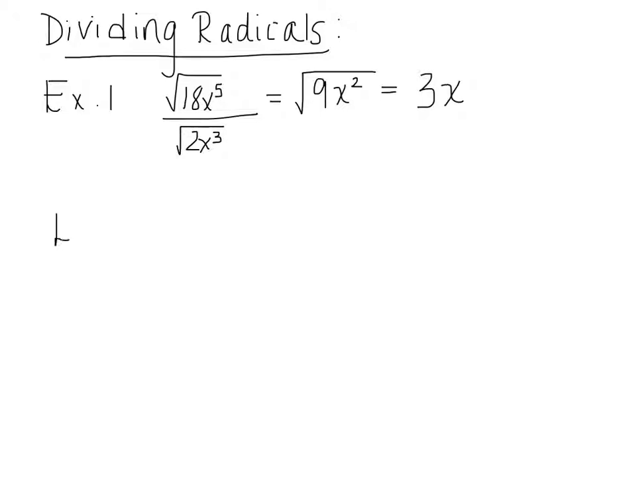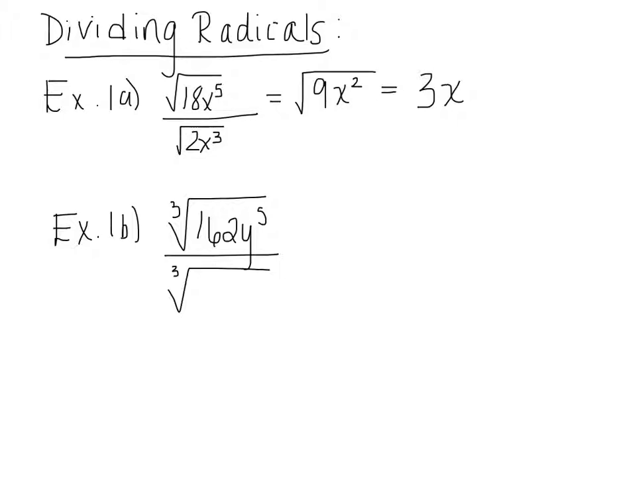All right, let's try another one. Let's just call this B. Example 1B. And this will be 1A. So now let's do a cube root. And here again, if you can divide them, go ahead. And then remember your exponents, you'll subtract. So we're going to break down 54, if you remember in the previous problem.